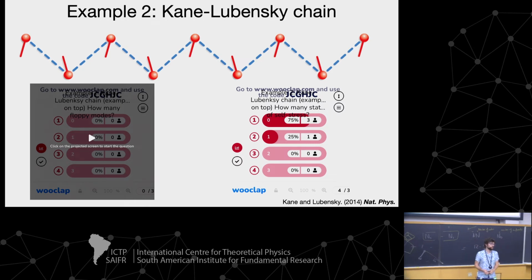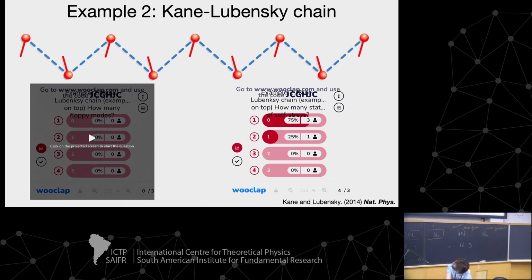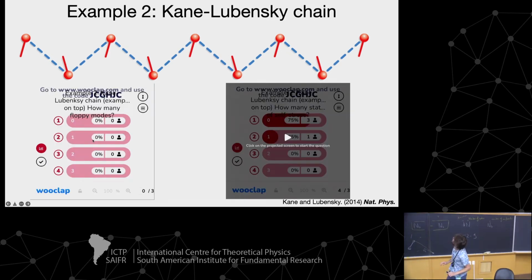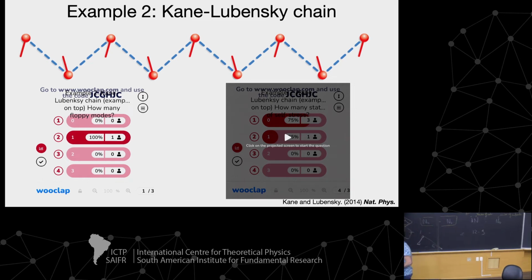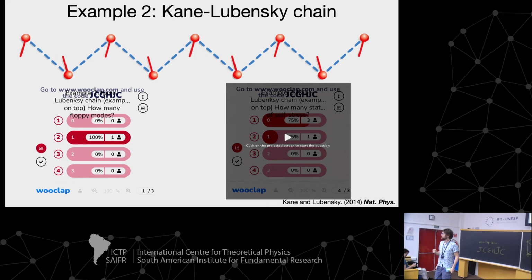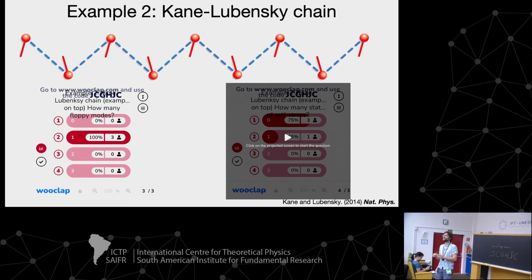I can only activate one at a time. I hope you have seen that with Tom. Here I ask you more than just n naught minus ns, I ask you n naught and ns separately. On the left, I ask you how many floppy modes this thing has, and on the right, how many states of self-stress this chain has. Okay?